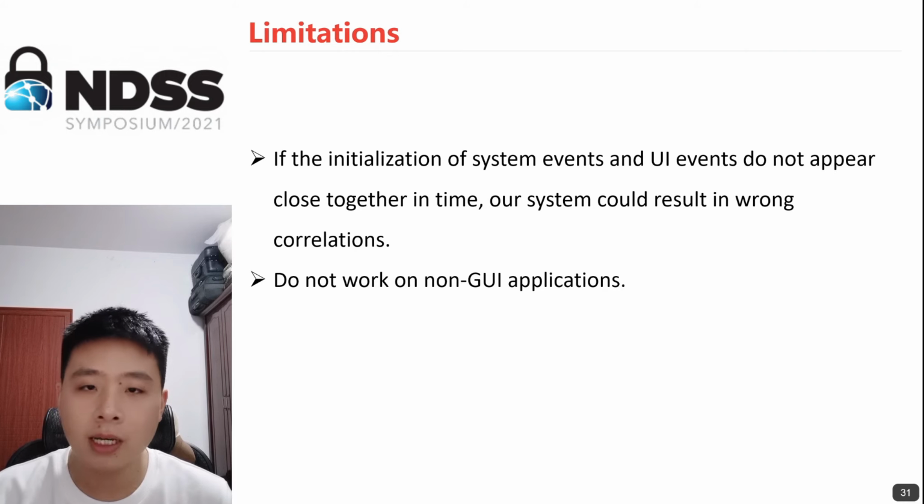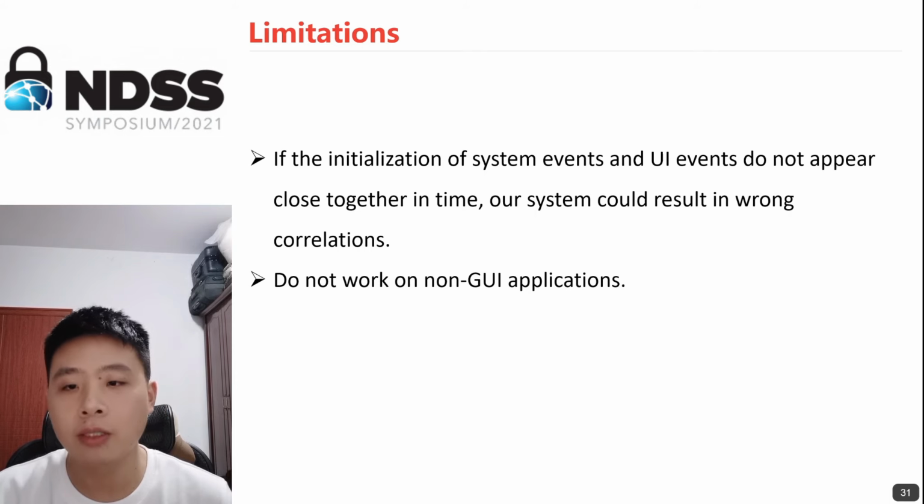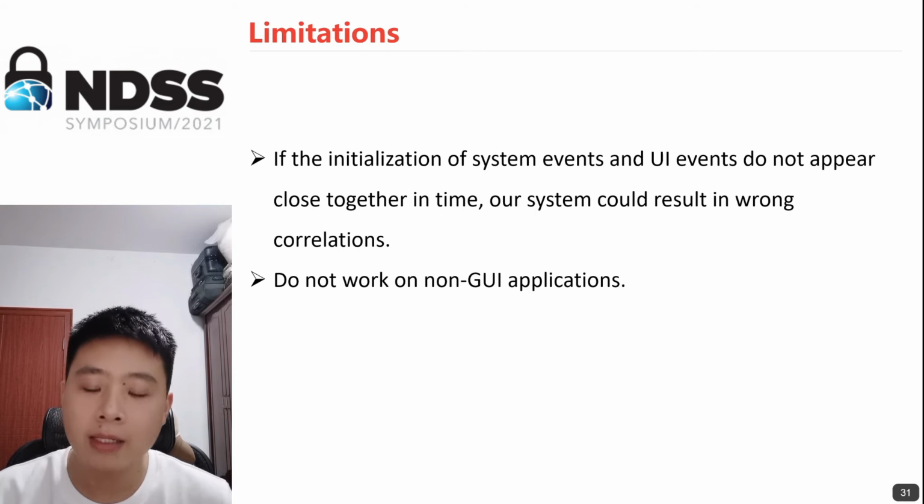UIScope does suffer some limitations. First, if initialization of system events and UI events do not appear close together in time, our system could result in wrong correlation. Second, our system only works on GUI applications.